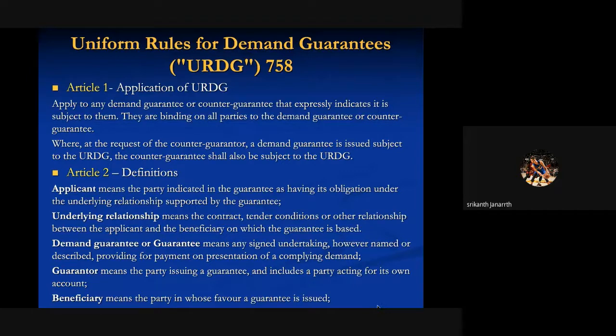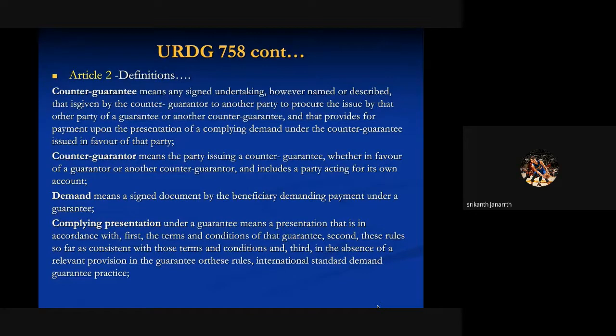Guarantee comes in as a secondary. The guarantee refers to the underlying transaction. That is the underlying transaction. So when I explain some examples, you will get a better understanding, right? Article 2 definition, counter guarantee. Here, there is something called counter guarantee.